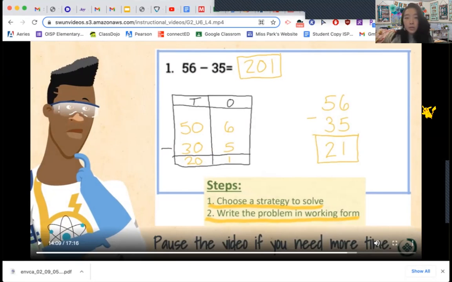All right, so 56 minus 35, and they put their total as 201. Oh, that does not sound right. So what do you think their mistake was? See if you guys can find it.